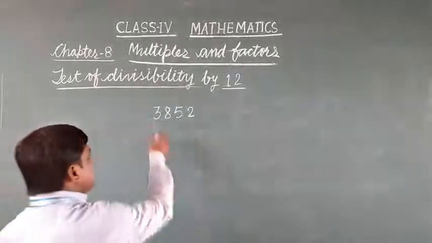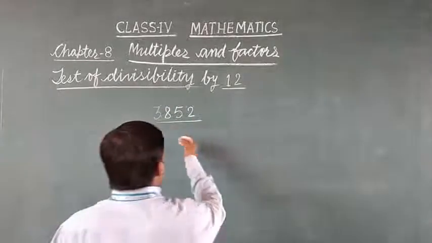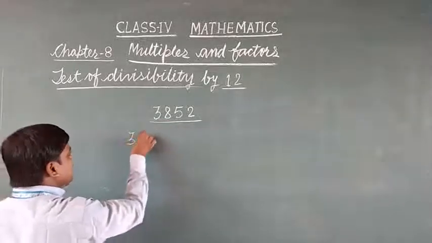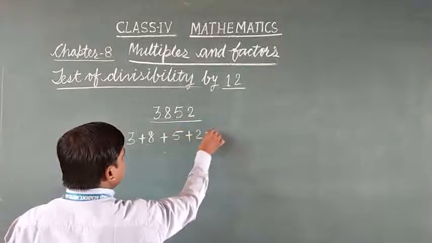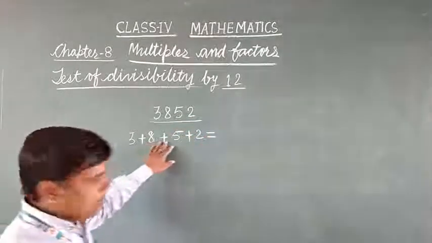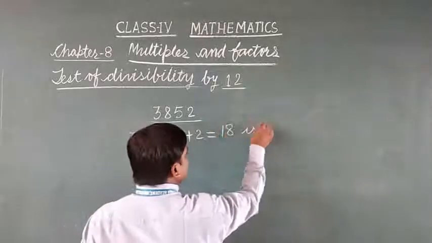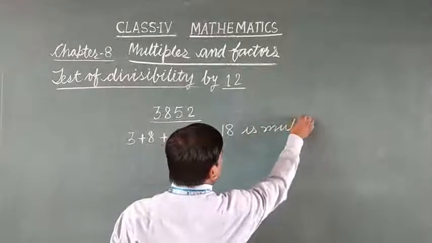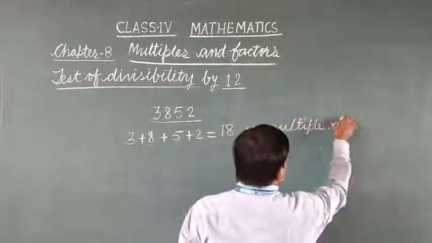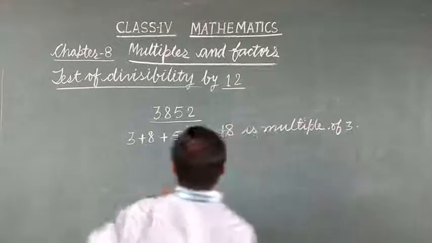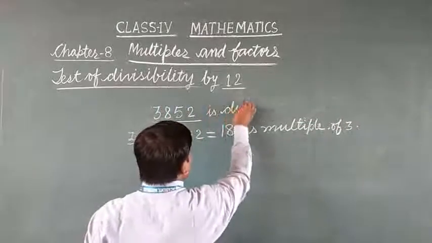then we check whether this number is divisible by 3 or not. We will add 3 plus 8 plus 5 plus 2. 3 plus 8, 11 plus 5, 16 plus 2, 18. 18 is a multiple of 3. Therefore, this number is divisible by 3.